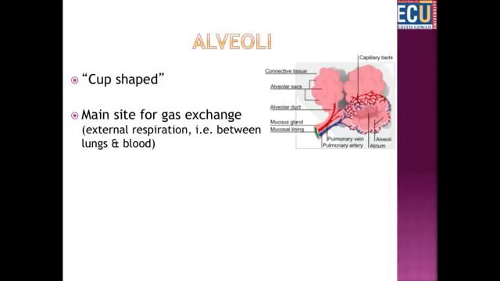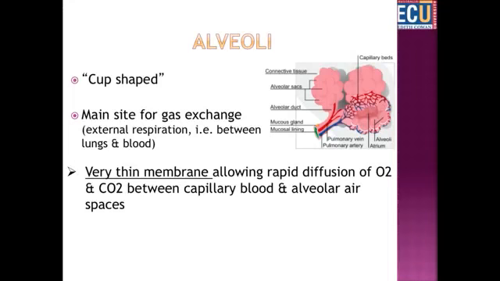So alveoli are cup-shaped. They kind of look like grapes or little trees, except upside down. And it's the main site for gaseous exchange to occur. And this is the external respiration, i.e., between the lungs and the blood. Remember that even though we're diffusing the oxygen from the atmosphere into our lungs and then into our blood itself, that's still considered external respiration. The internal respiration part is obviously when it diffuses into the cell itself.